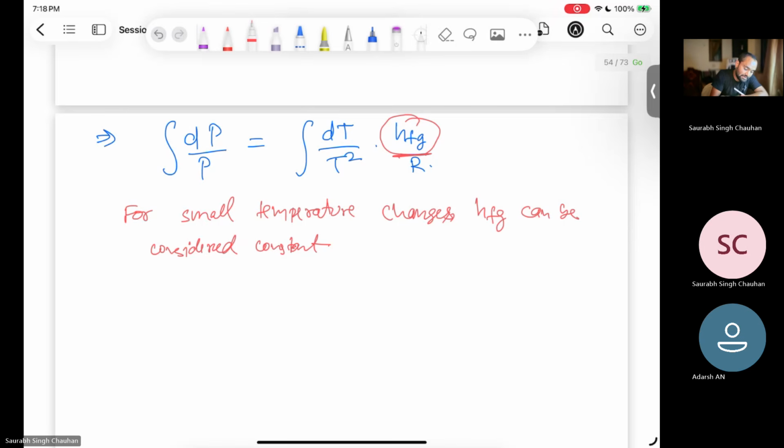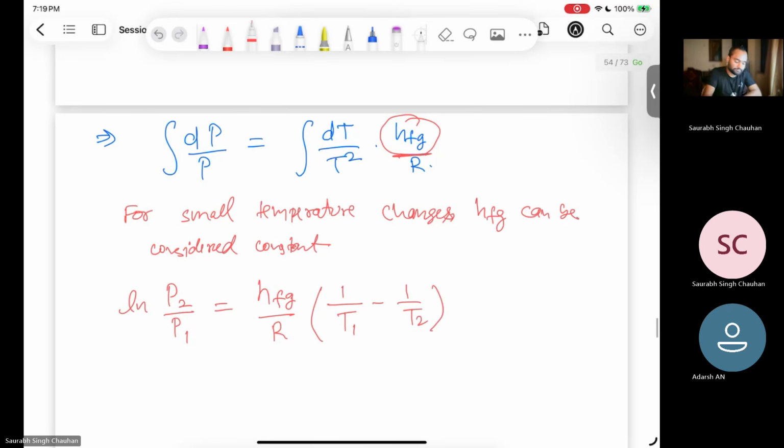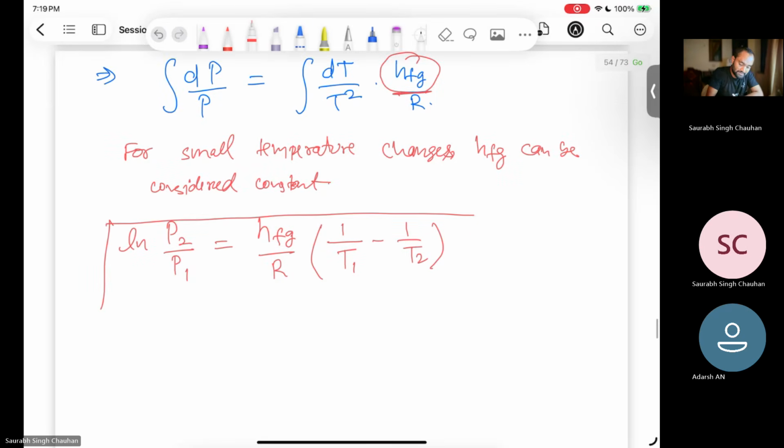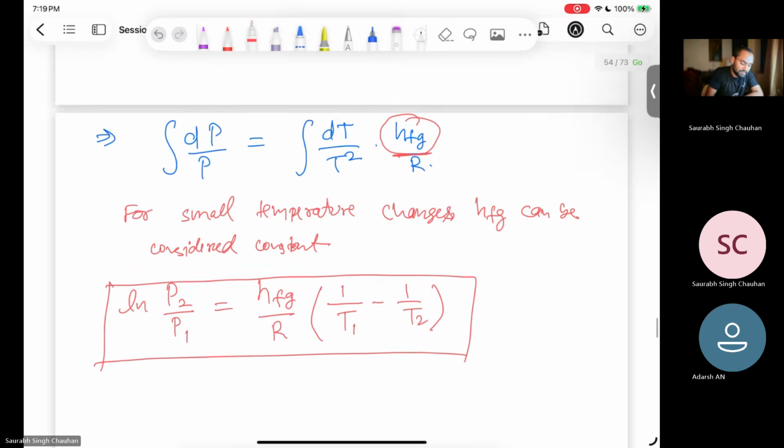Then what will the integration become? This will become log of P. And if we put the limits 1 to 2, then log of P2 by P1 will be equal to hfg by R. And if you integrate 1 by T square, it will be minus 1 by T. So it will be 1 by T1 minus 1 by T2, or minus. So this is the equation under these assumptions.